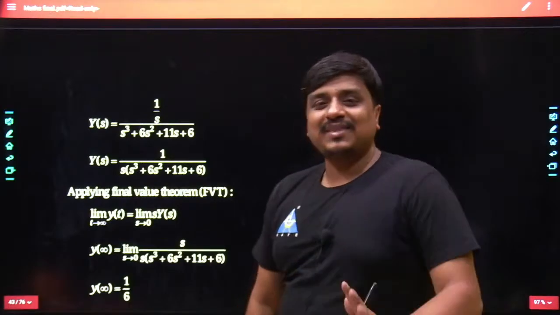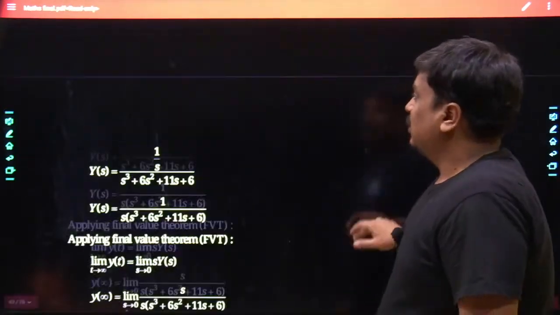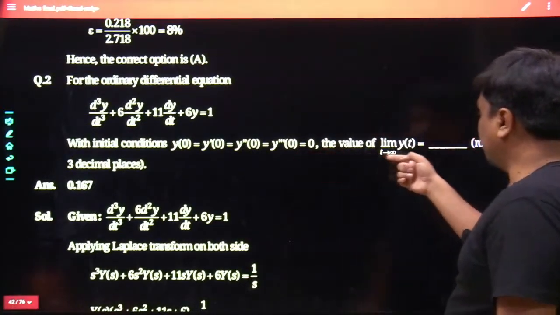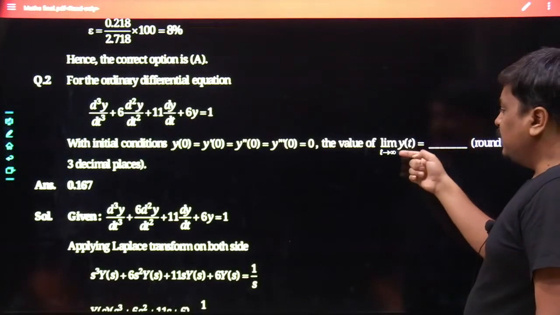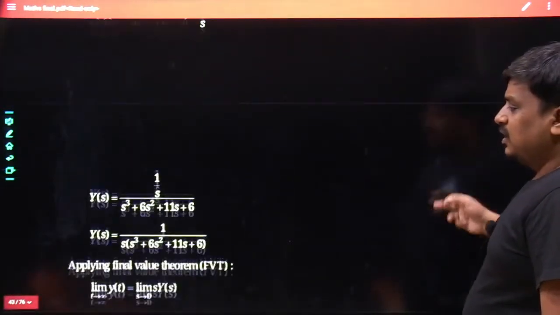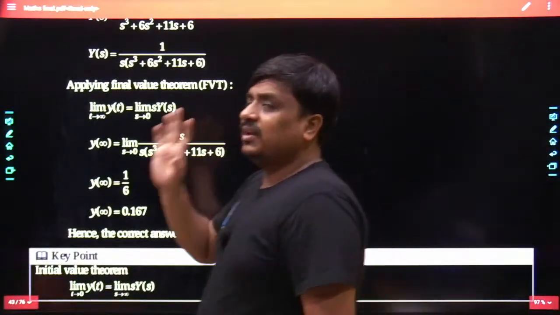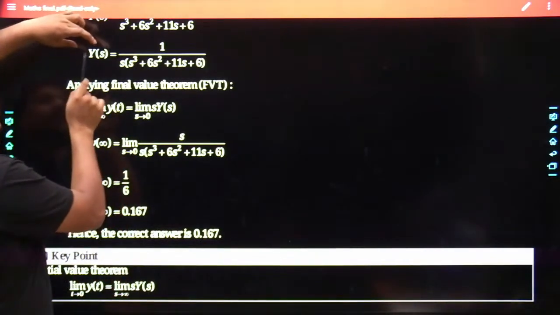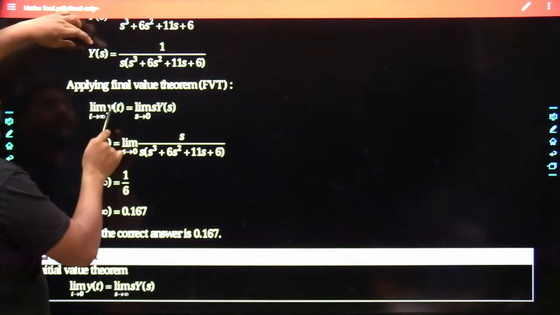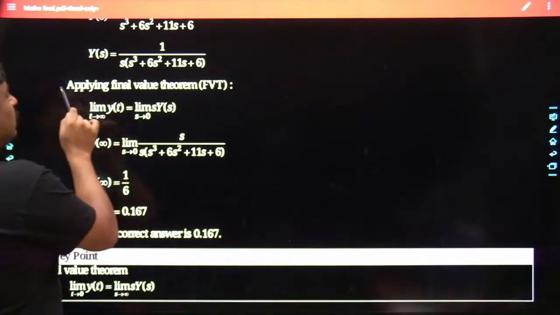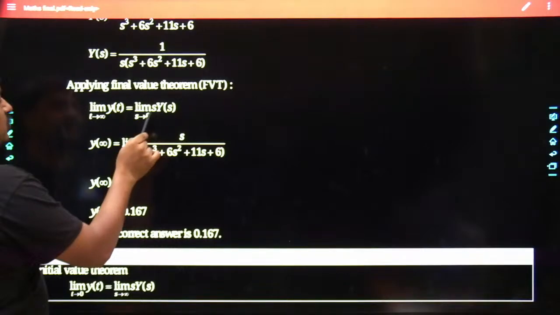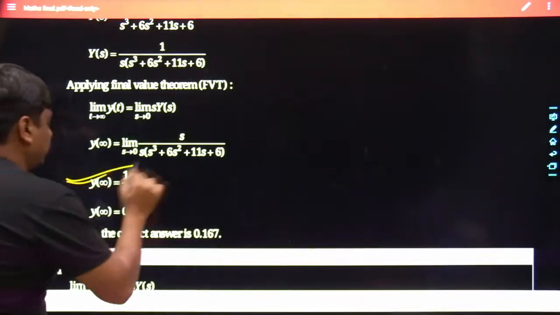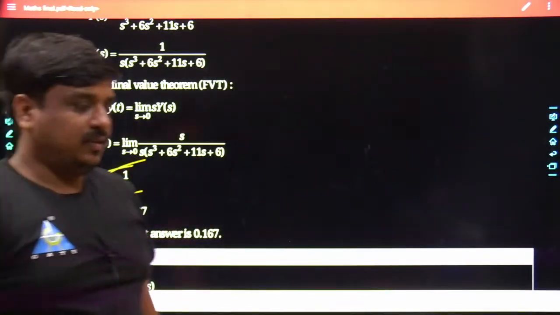And one of the best things regarding this problem, see what they are asking. They are not asking you to get Y of t. They are asking you to get the value of Y of t when t tends to infinity. My dear friends, the value of Y of s has straight up been calculated. And as you are finding the limit t tends to infinity of Y of t, easily you can apply the final value theorem, which is limit s tends to 0 of s times Y of s. And once you have done so, the answer you get is simply going to be 1 upon 6.